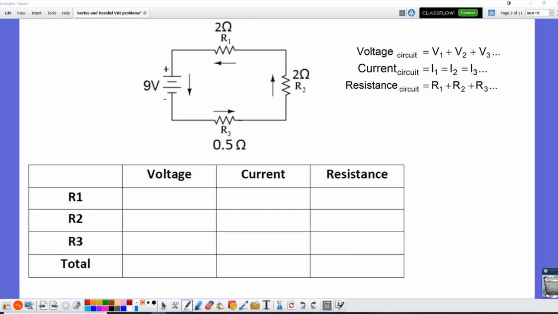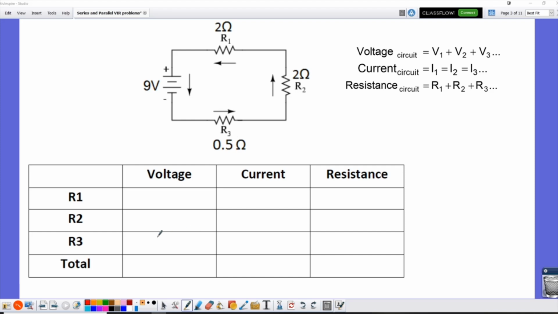So let's go ahead and try one more series circuit to see if we can apply these rules and kind of master all of this. So this is the circuit that we're given, and we have 3 resistors. Again, they're not all going to be equal ratings of how much resistance they have. So this one has 2 ohms, this one has 2 ohms, and this one has 1/2 of an ohm.